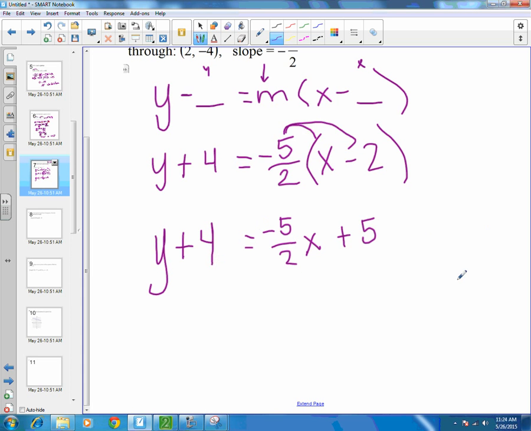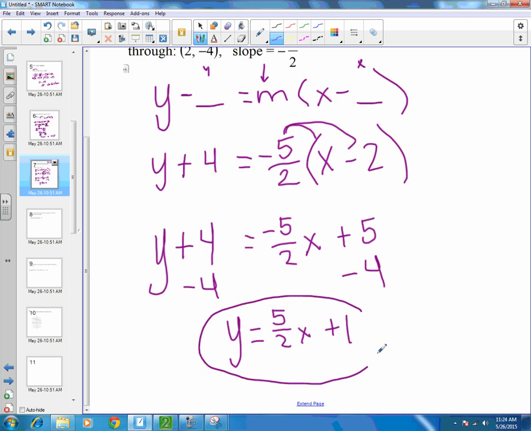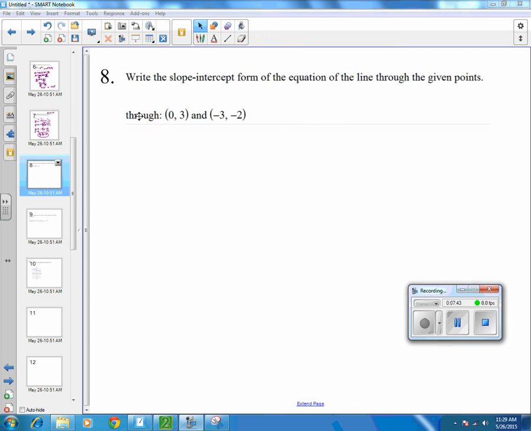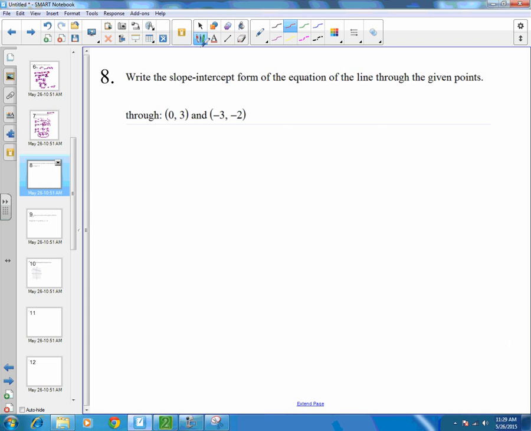Last step, I need to get y by itself, so I'm going to subtract the 4. So I have y equals 5 over 2x plus 1. That's my final answer. All right, now we're going to look at question 8, which says, write the slope-intercept form of the equation of a line that goes through the given points 0, 3, and -3, -2.